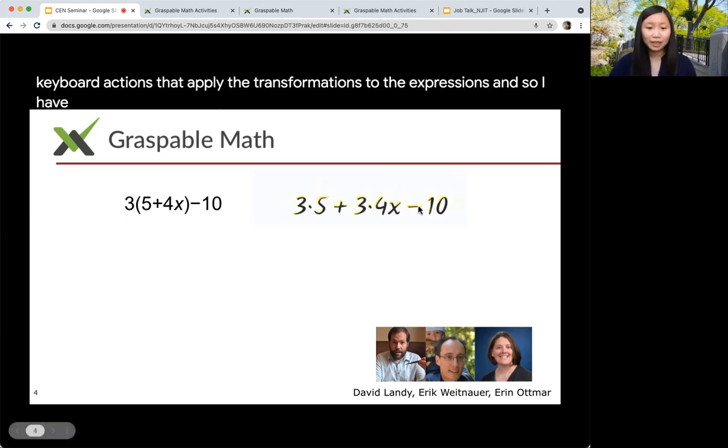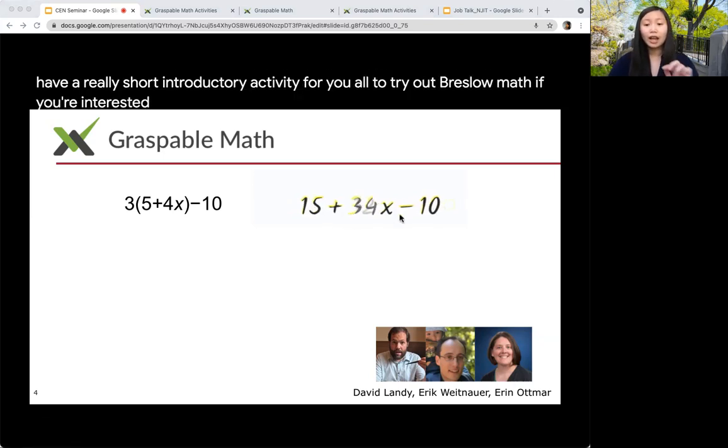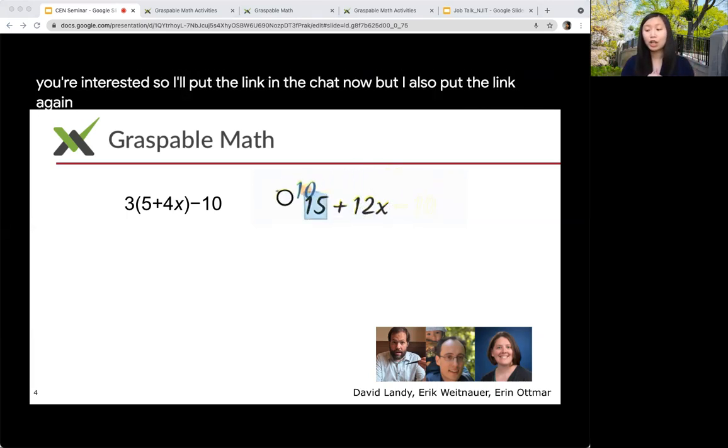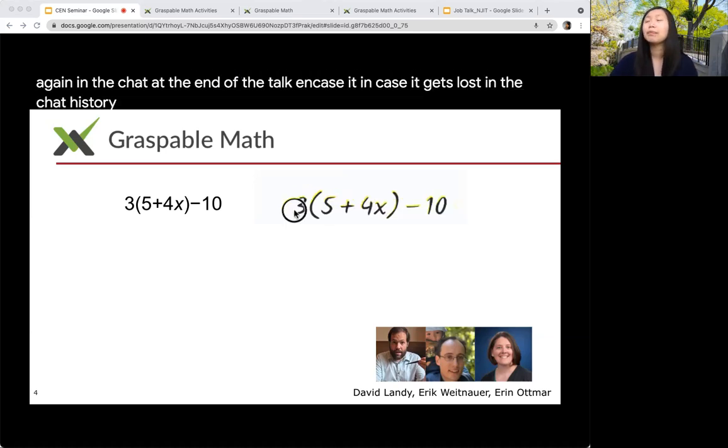I have a really short introductory activity for you all to try out Graspable Math if you're interested. I'll put the link in the chat now, but I'll also put the link again in the chat at the end of the talk in case it gets lost in the chat history.